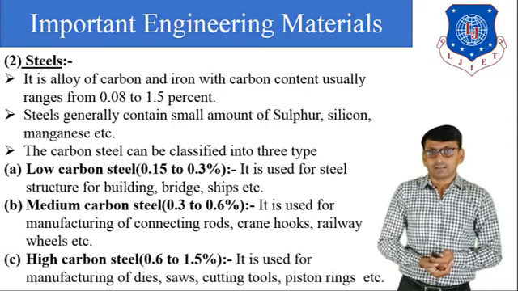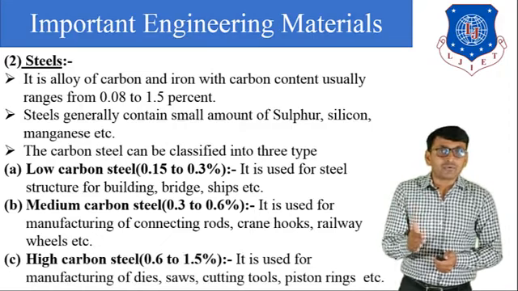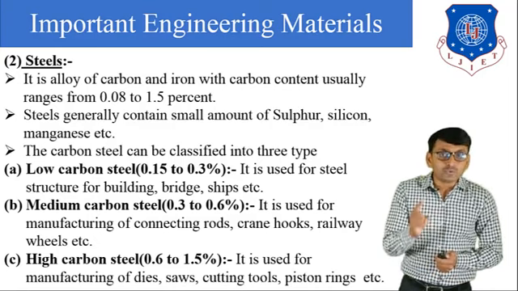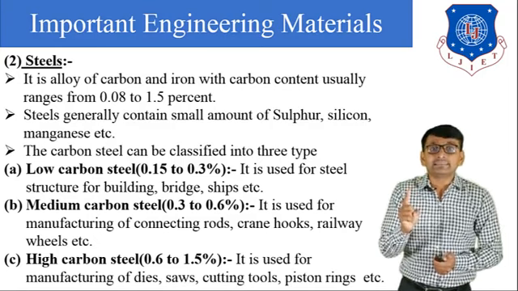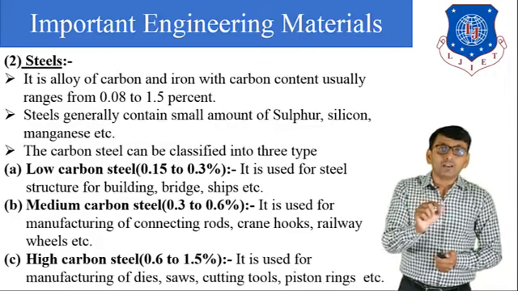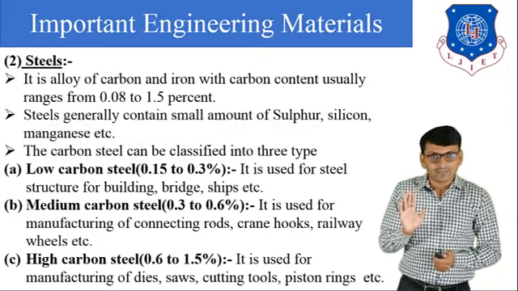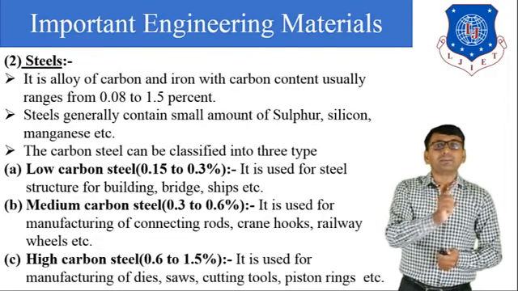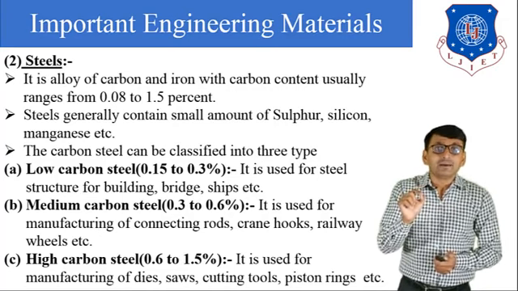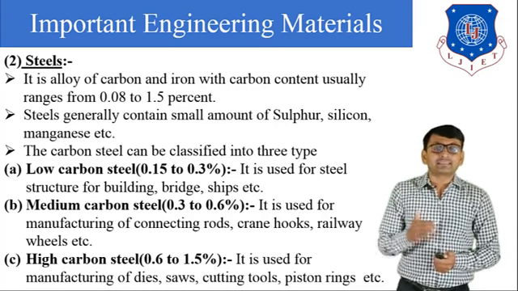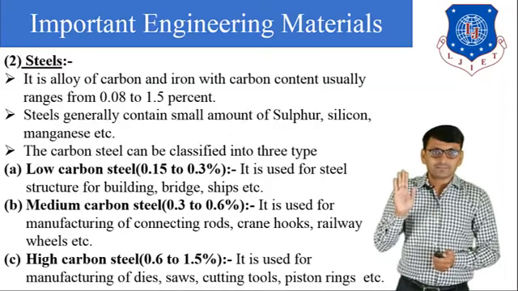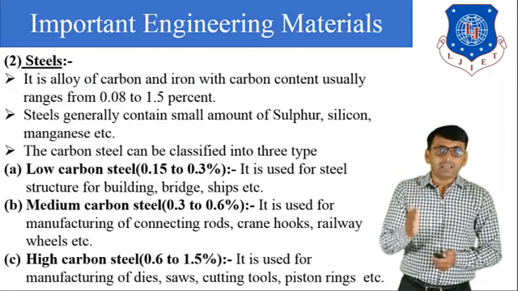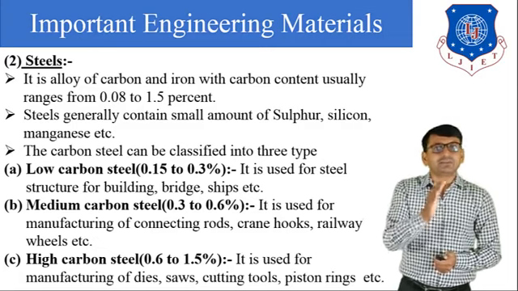Then high carbon steel, which contains carbon from 0.6 to 1.5 percent, and it is used for manufacturing dies, saws, cutting tools, piston rings, etc. Where is the piston ring used? The piston ring is provided on the piston, and its function is to provide a tight connection between piston and cylinder. So these are the three types of carbon steel: low, medium and high carbon steel.